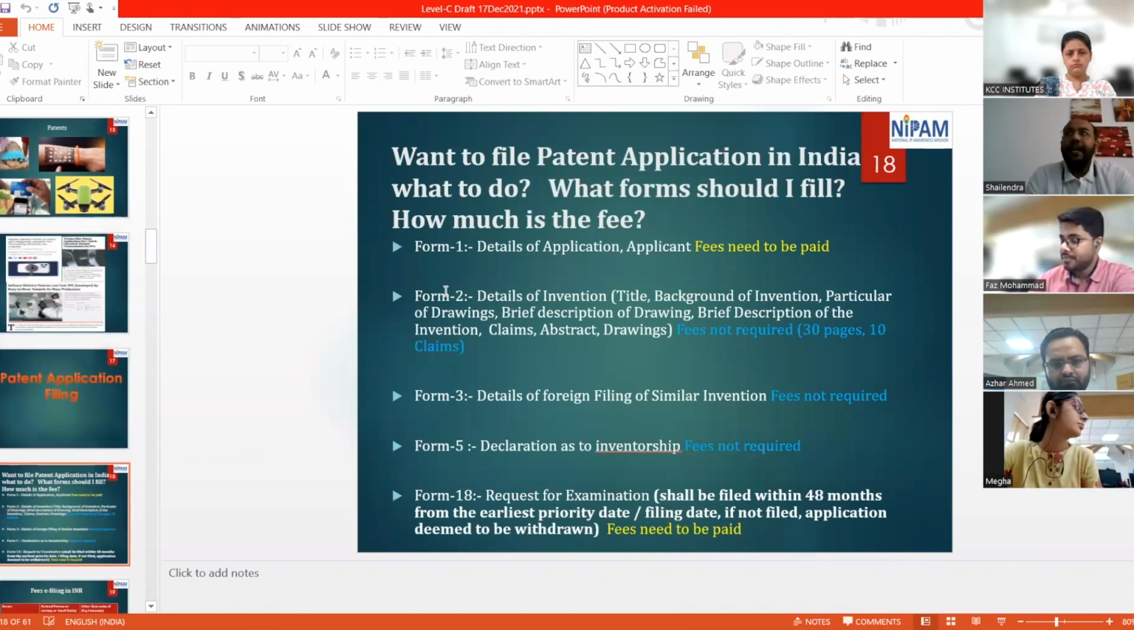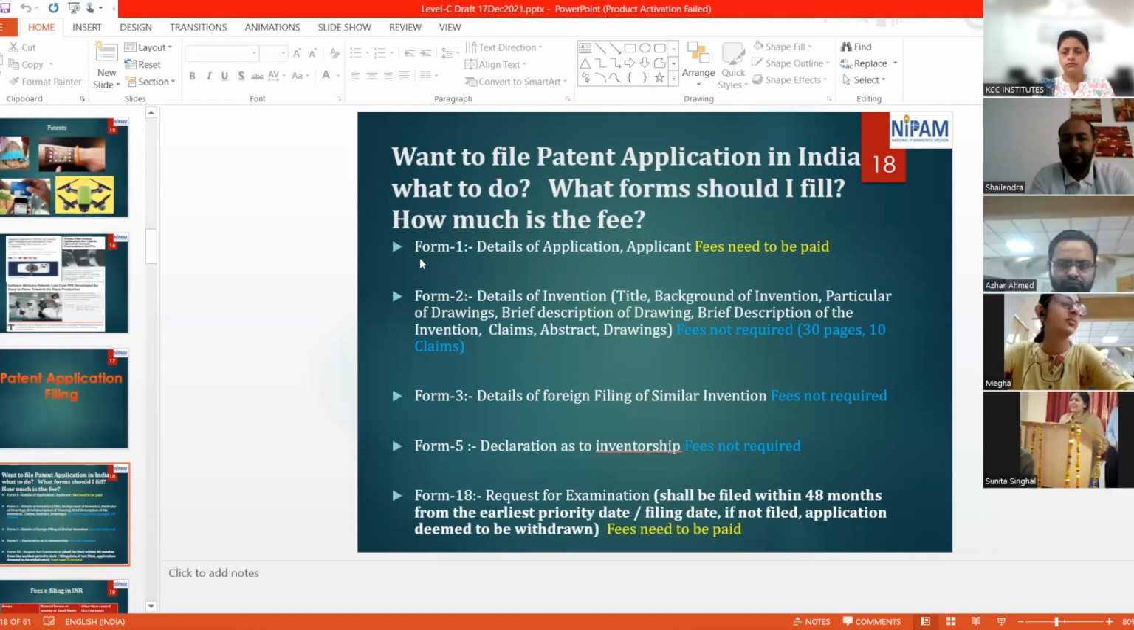Has anybody filed any patent application till now? Anybody filed any patent application till now? Patent application. We have not, I guess, filed, but I have one very related to this.